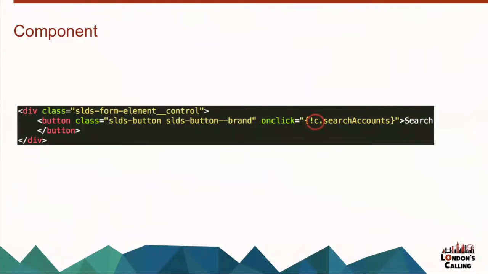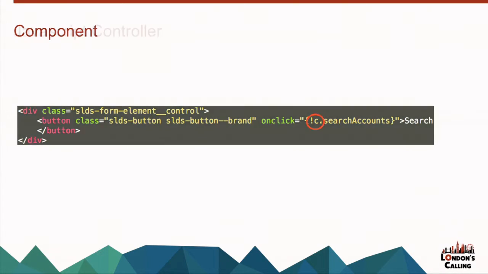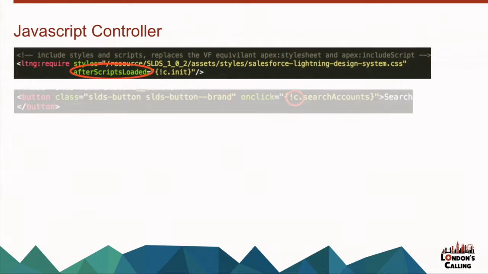Okay, and then lastly, what we have here on the component is the button itself. On click, all we want to do is search the accounts. We're referencing that with a c dot, and what that is saying is go and look for the search accounts method in our JavaScript controller and run that. So let's have a quick look at what the controller actually looks like.